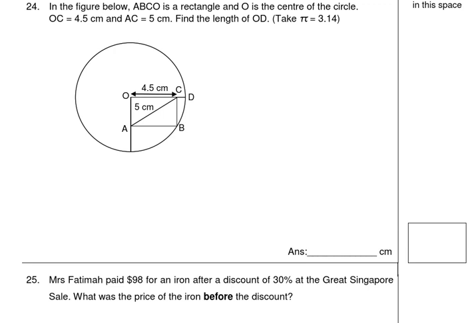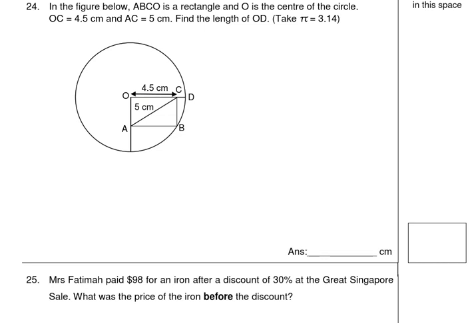Okay, in the figure below, ABCO is a rectangle. So I have a rectangle here. ABCO is a rectangle, right? O is the center of the circle. OC is 4.5 cm. Okay, right? This is 4.5. AC is 5 cm. Okay, there's a name to call AC.